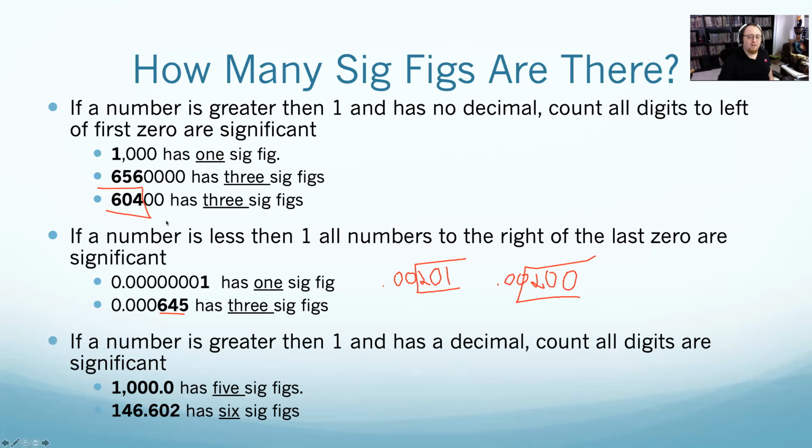However, if a number is greater than 1 and has a decimal, always count everything. This is the difference between saying something is about 1,000 kilograms versus saying it's 1,000.0 kilograms. It's assumed when the decimal is put in there, it's put in there for a reason. And we're going to break all the numbers into these categories. Greater than 1, don't count the zeros to the right. Less than 1, don't count the zeros to the left. And greater than 1 with a decimal, count it all.